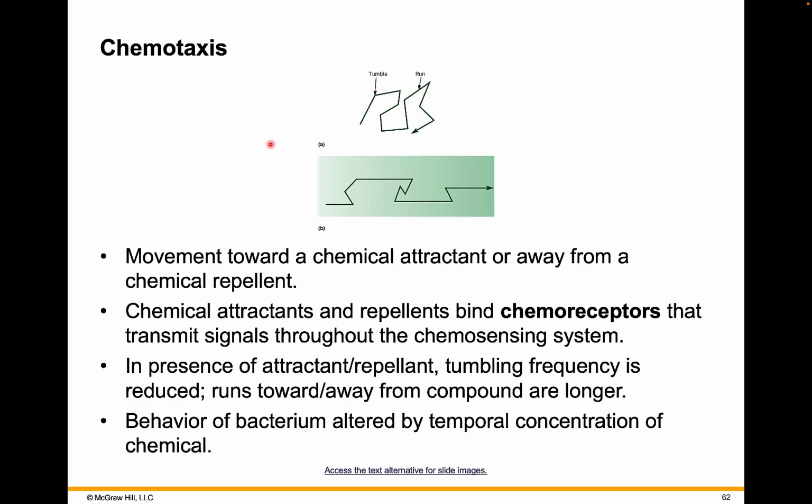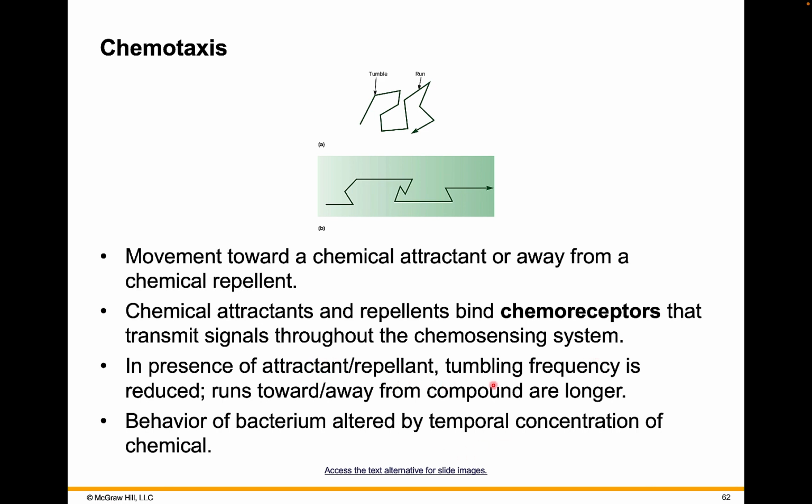So chemotaxis, on the other hand, is a movement towards a chemical attractant or away from a chemical repellent. And there are many different types of receptors which are present on the envelope of the bacteria, which can essentially trigger these movements. So these bind to the chemoreceptors that transmit the signals through the chemosensing system. Very sophisticated system, even in the bacteria.